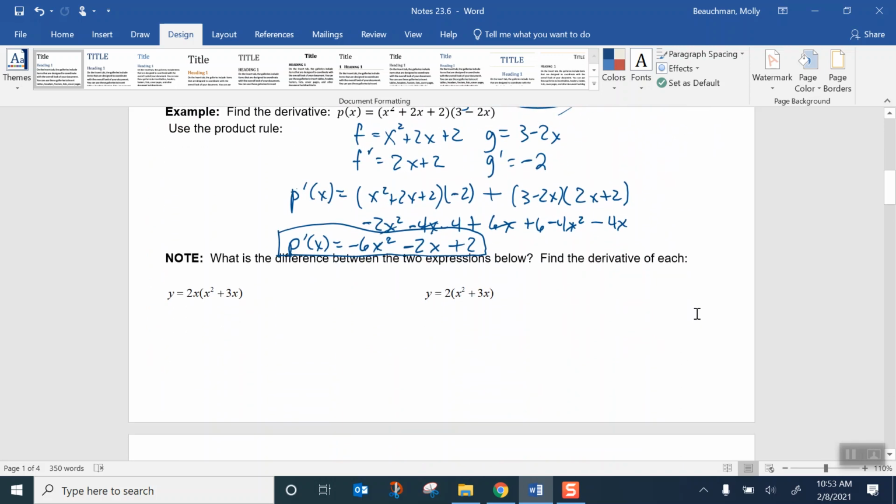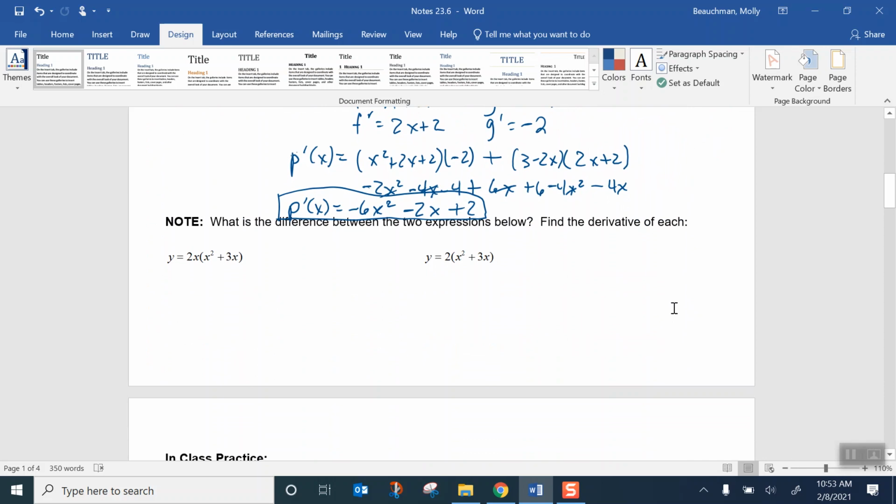So we want to practice and know when it's appropriate to use the product rule. If you take a look at the two expressions below, we have y is equal to 2x times x squared plus 3x. This is in the form of two functions multiplied together, f times g, because we have 2 times x. The other expression, we have 2 times x squared plus 3x. If the number multiplied in the front is a constant, you don't have to use the product rule. You can take 2 times the derivative of the inside. So that's the difference between the two.